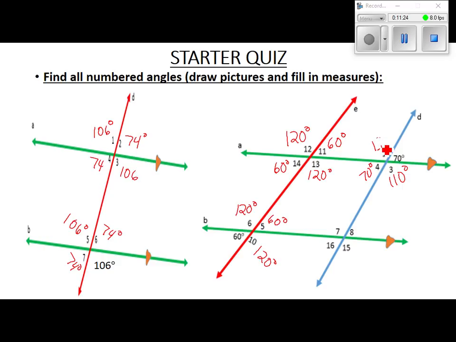All right. Here, what do you need, Rick? That one over there is 110 also. That's 110. That's 70. 110. 70. Thank you. Now we got all those angles filled in.